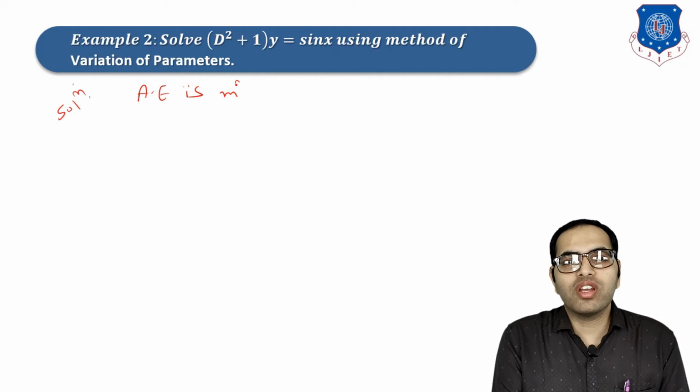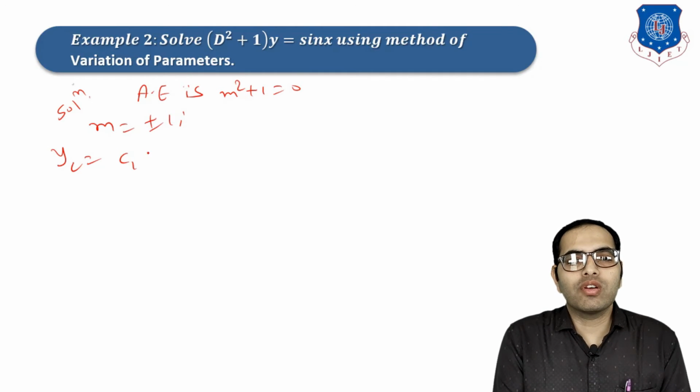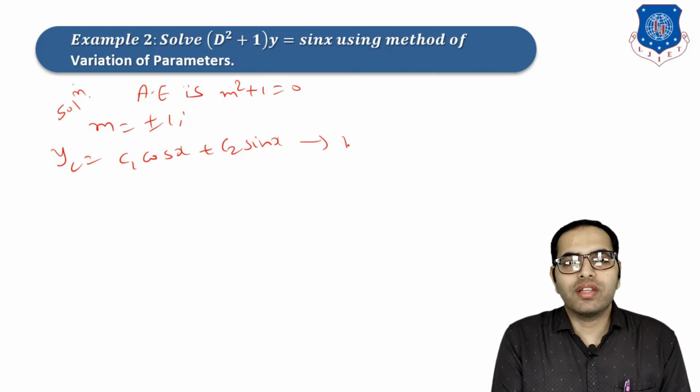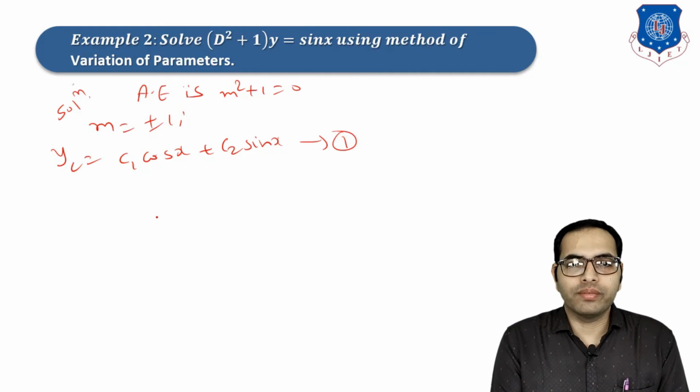The auxiliary equation is m square plus 1 equal to 0, then m is equal to plus or minus i, then yc is equal to c1 cos x plus c2 sin x. That is our equation number 1.